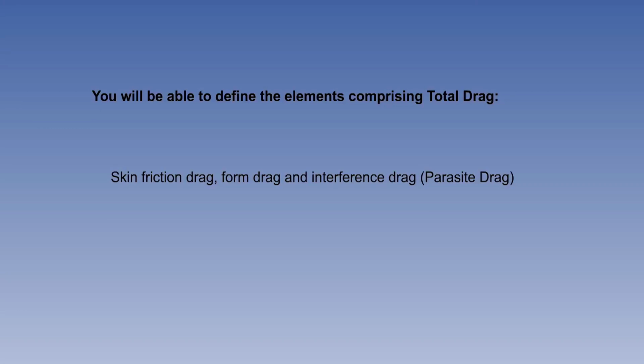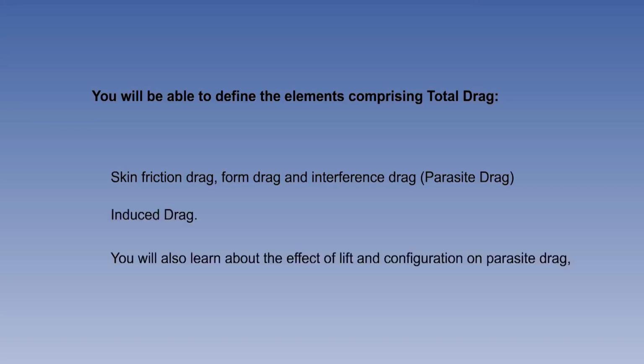By the end of this series of lessons on drag, you should be able to define and understand the elements that make up total drag. They are skin friction drag, form drag, and interference drag, which together are termed parasite drag, and induced drag. You will also learn about the effect of lift and configuration on parasite drag, and what is meant by the term streamlining.